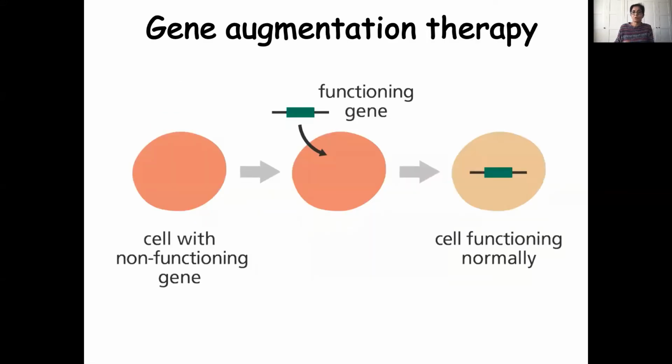We sometimes want to express a gene, so we want to add the gene which will make the protein, and we call it gene augmentation therapy. So here we have a cell with a non-functioning gene where we can put a functioning copy of the gene and the cell will start to make normal protein and carry on functioning normally. You can think of this glycogen storage disease that I mentioned, where we don't have that enzyme being formed. Can we put a copy of the glucose 6-phosphatase gene there so that this breaking down of glycogen to glucose can happen?